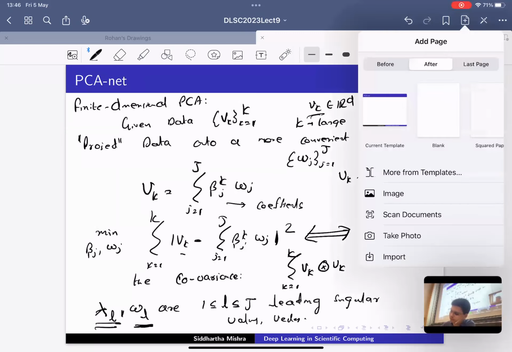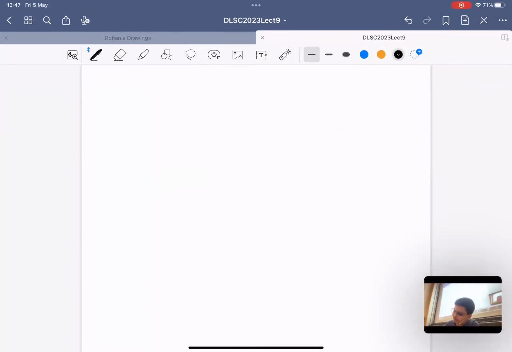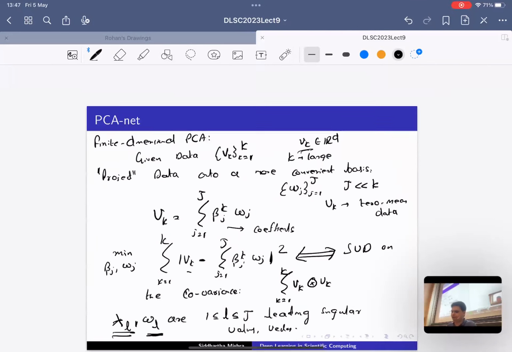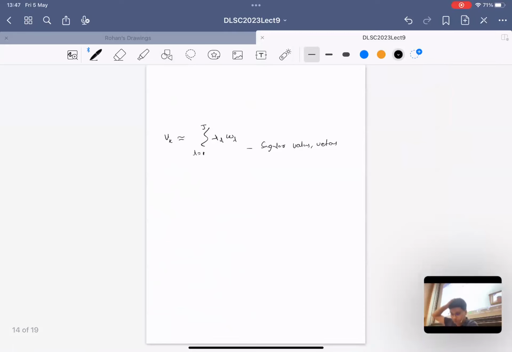So in other words, what does PCA return? PCA returns that you have Vk that can be approximately written as a summation over lambda L and WL, L from 1 to J, and these are your singular values and vectors, right? So essentially PCA amounts to just doing an SVD, but no one writes this from scratch. All packages, SciPy for instance, have a very good singular value decomposition.